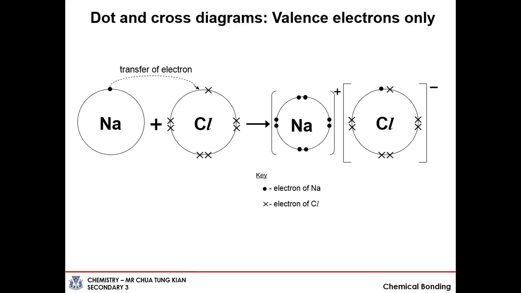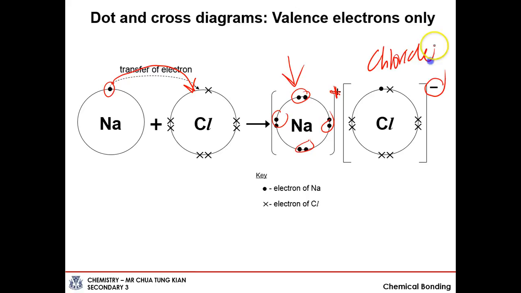So how do we draw? Very simple. We show the valence shell electrons only. 1 electron is transferred to chlorine. As a result, it forms Na plus and Cl minus. The sodium's next inner shell has 8 electrons. We show the 8 electrons here. And we slap the positive charge on the ion because it has lost 1 electron. We slap the negative charge on the chlorine atom now to give the chloride ion because it has gained 1 electron from sodium.